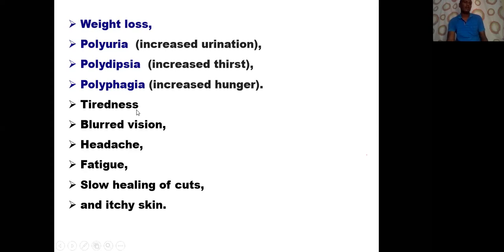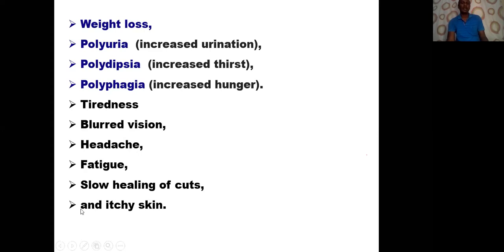Tiredness, because energy will not be produced from glucose, so you'll feel tiredness. Blurred vision, because increased glucose levels in the plasma of the retina can damage the blood vessels and cause the blurred vision. Insulin, one way or the other, is involved in the damage of blood vessels in the eye, which causes blurred vision, and then headaches. You have fatigue and slow healing of cuts and itchy skin.